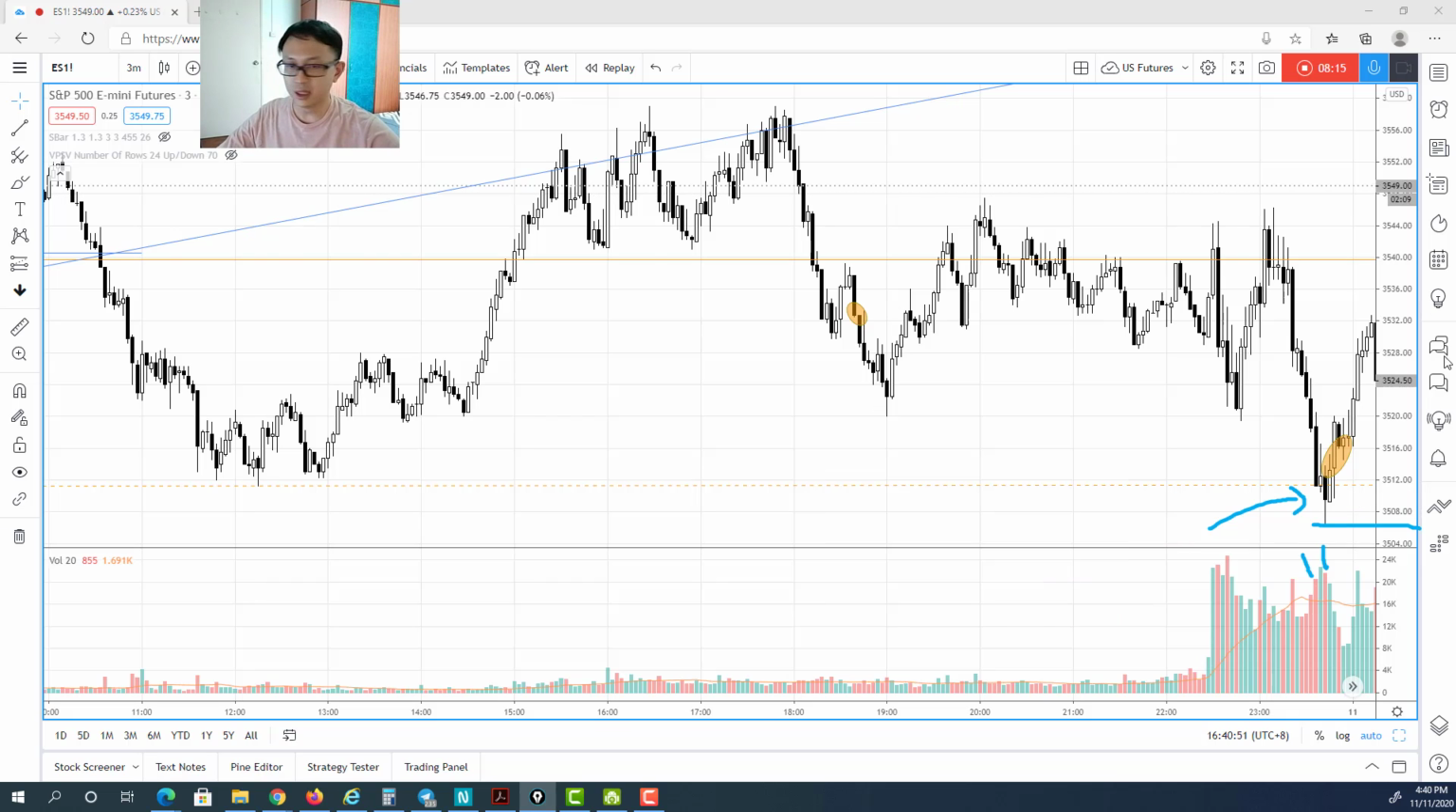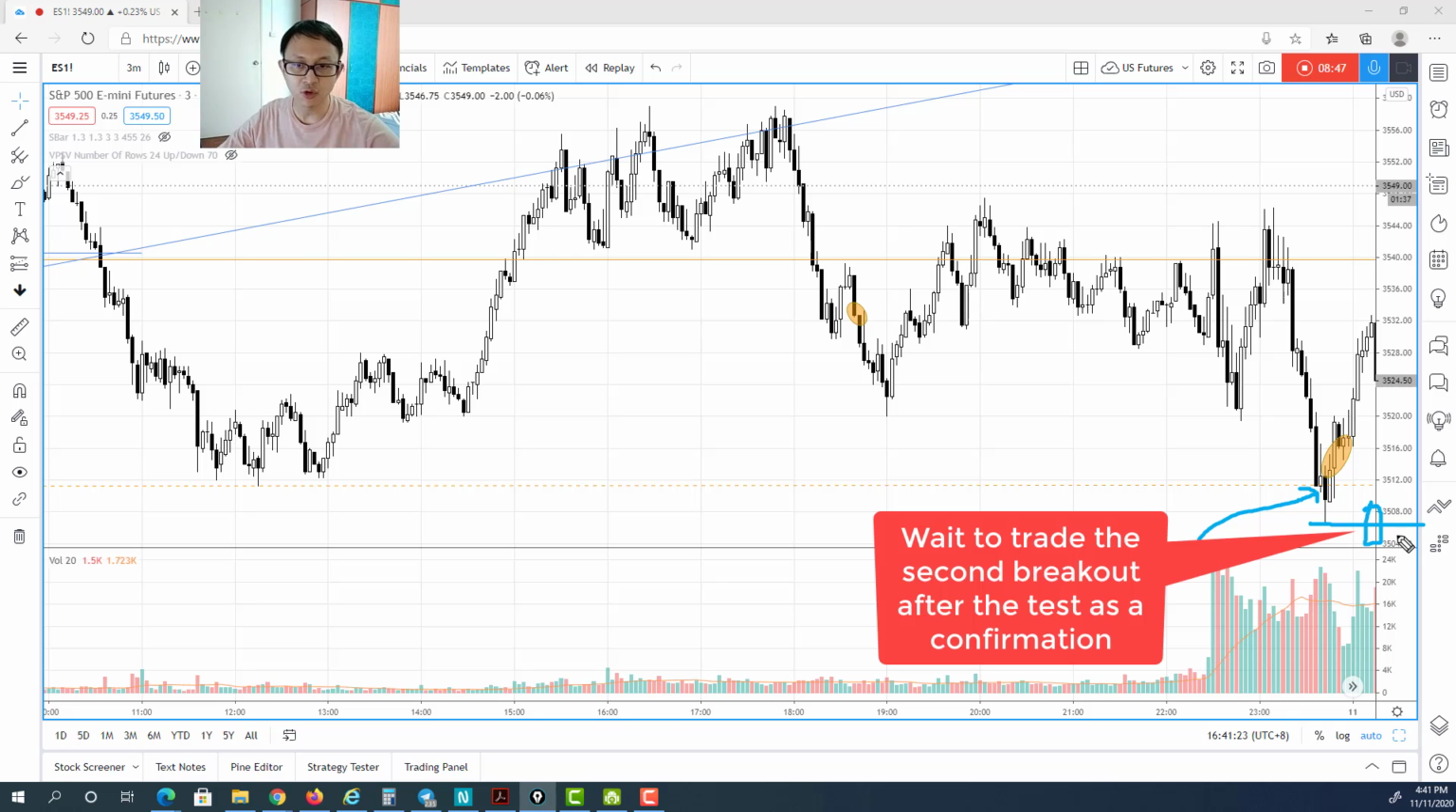A test, I mean, is a pullback. So let's just assume that this is a test. So we see a rally up. Until this point, there still could be a chance for the price to travel down and break down again. So we'll just wait for the second breakout. This is the first breakout, and we want to avoid that. We always want to wait for a test and then trade only the second breakout. In this case, you can easily avoid the false breakout.